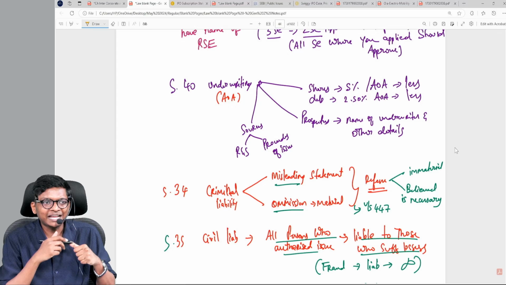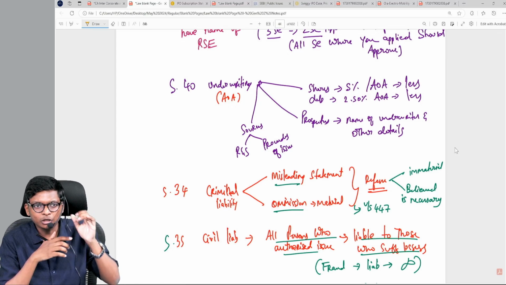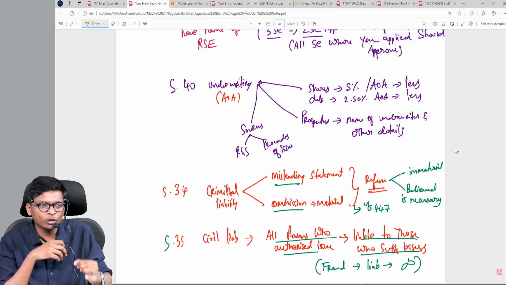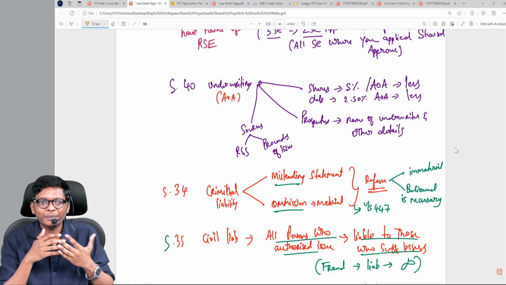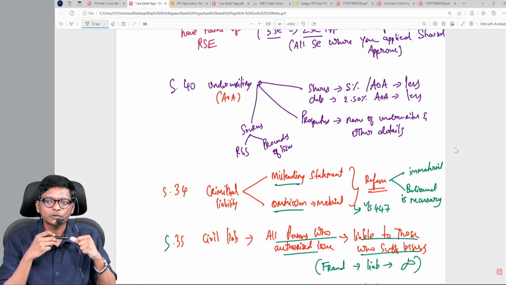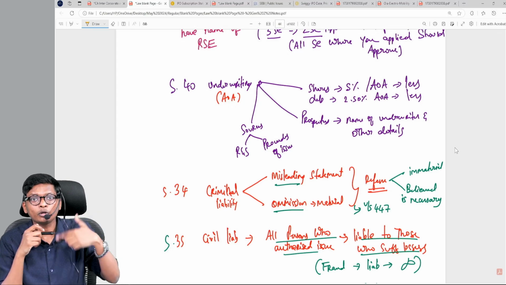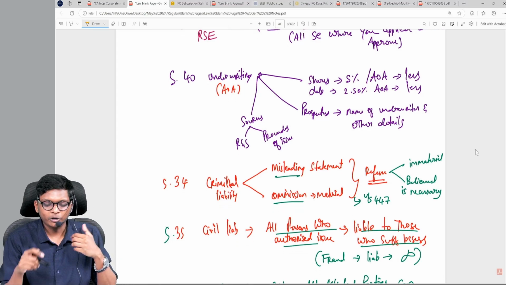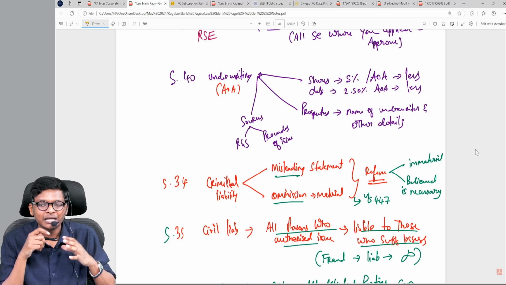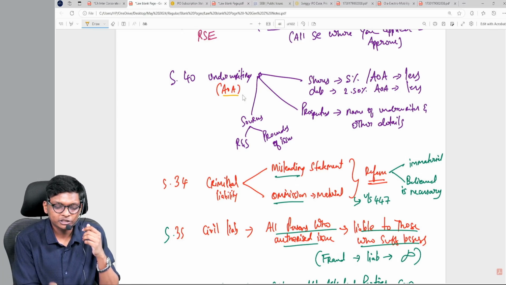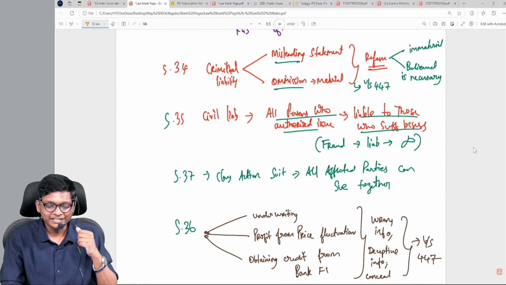Underwriting, only 3 points. Shares: 5% or as per AOA, whichever is less. Debentures: 2% or as per AOA, whichever is less. For paying underwriting commission, I can use profits or proceeds from the issue. I want you to repeat with me, guys. Keep repeating. The prospectus should also contain the name of the underwriter. For underwriting, what should authorize? The articles. AOA should authorize.